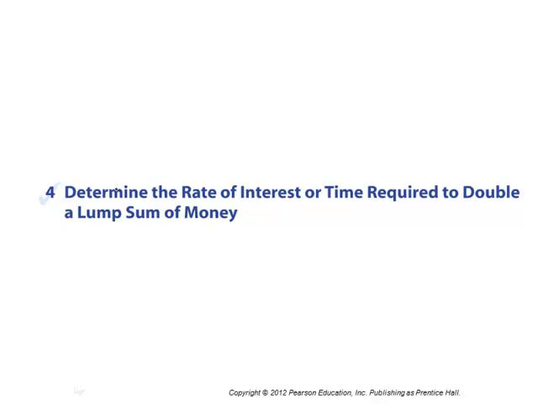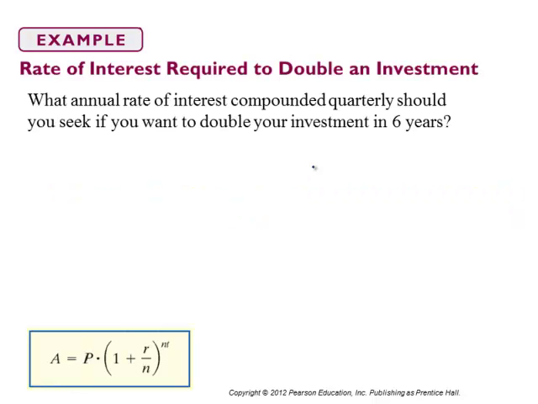All right, now we're going to determine the rate of interest or time required to double or triple or however, any multiple that you want of your original investment. So suppose that we invest $1,000 into our savings plan. How long does it take to become $2,000 or $3,000, whatever? Well, I'll show you the general idea here in the form of an example.